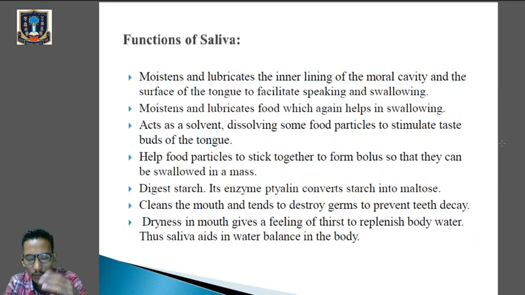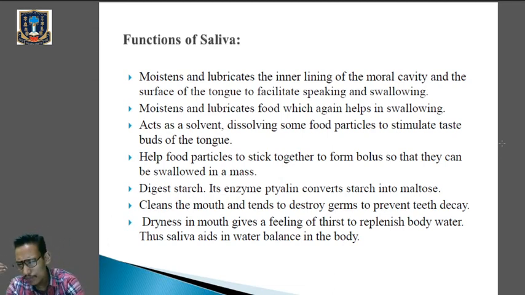Now let's talk about the function of saliva. Saliva moistens and lubricates the inner lining of the oral cavity and the surface of the tongue to facilitate speaking and swallowing. It also moistens and lubricates the food particles, which will help in swallowing. It acts as a solvent, dissolving some food particles to stimulate the taste buds of the tongue.